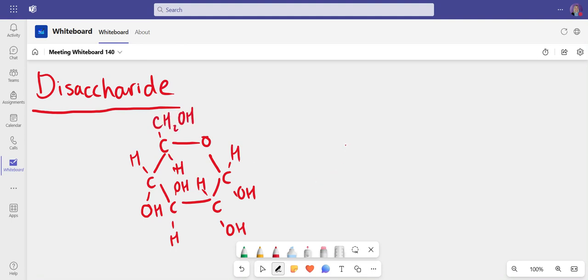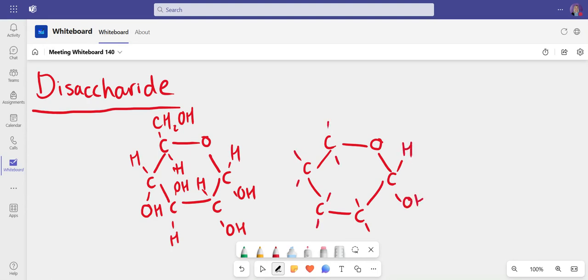Then you need to draw another one next to it, 6-sided shape. Practice drawing these out. You need to be able to do them from memory. Oxygen top right, carbons on the other corners, 4 bonds for all the carbons, hydrogen above, hydroxyl below, hydrogen above, hydroxyl below, hydrogen above, hydroxyl below. These 2 are different. Hydrogen below, hydroxyl above, hydrogen below, CH2OH above.